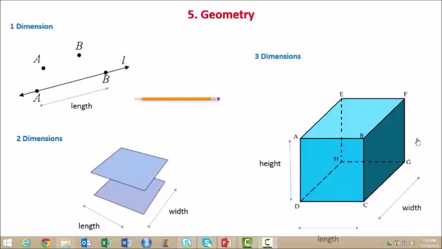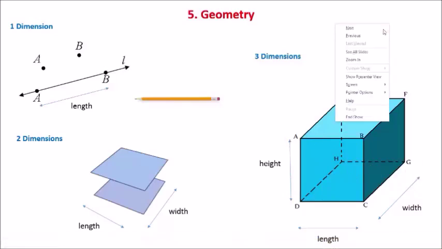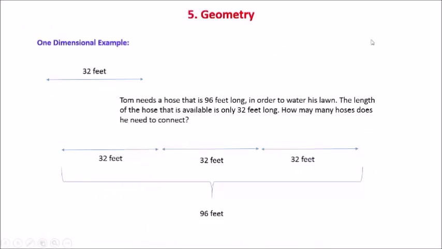And look at here, this is a box. This box has got the length, it has got the width, and I've got the height. And this is called a 3-dimensional box. Okay, so this is the concept of dimensions. So let's just do an example, a 1-dimensional example.